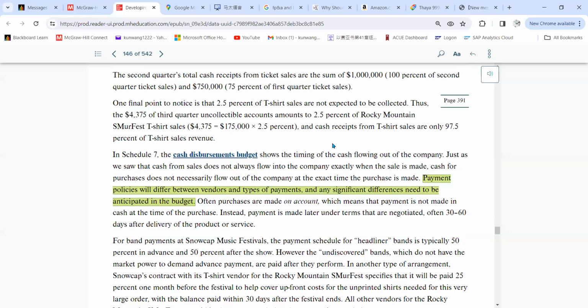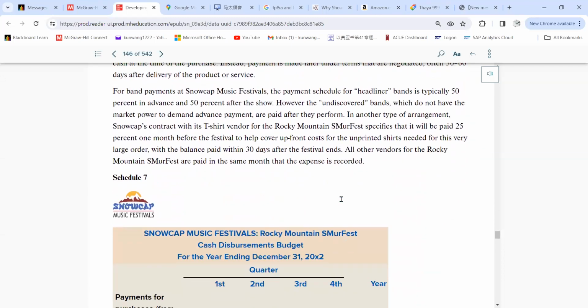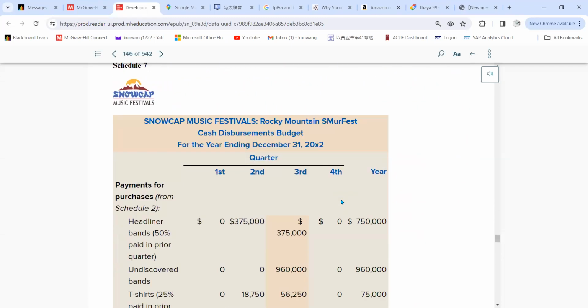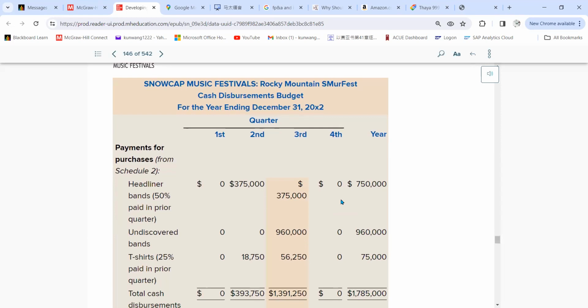Again, in accounting, the costs and expenses are on the accrual basis. As long as they are incurred, we recognize them as expenses and put them in the income statement. But they do not necessarily represent a cash payment on the spot. There may be delayed payments or payment on accounts. So given these considerations, let's take a look at the payments for the vendors, the music bands, and other expenses.